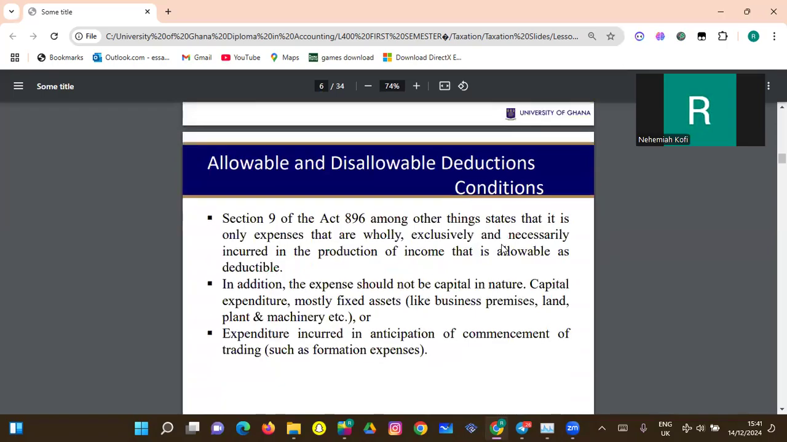So what are allowable deductions? Under section 9 of the Act 896, it states that it is only expenses that are wholly, exclusively, and necessarily incurred in the production of an income that are allowable as deductible. So what this basically means is that in producing a particular income, in getting a particular sale, the expenses attributed to it actually contributed to the generation of that income.